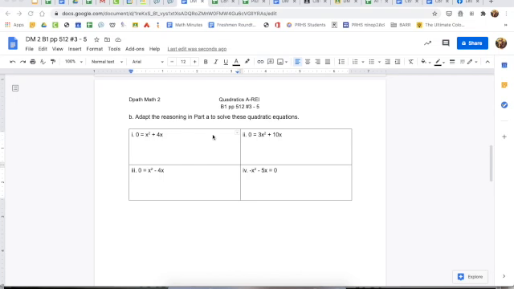Hi, this is part of Math 2, Quadratic Standard on Solving Quadratics. This is page 512, number 3, part B.